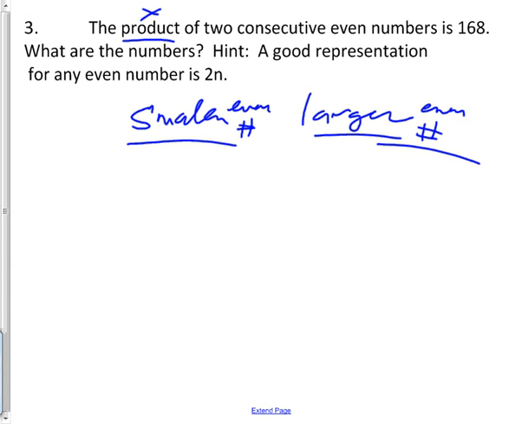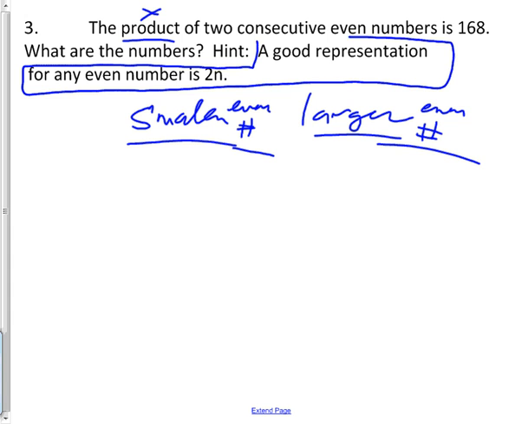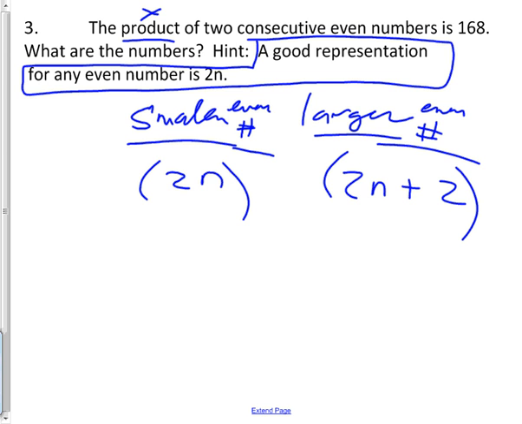All right, the smaller even number, it does give me a good hint here. Let's make the smaller even number 2n. If the smaller one's 2n, consecutive means that it has to be like the one right after that. And so a lot of people's instinct is to say, well, it's 2n and then 2n plus 1. But that wouldn't be an even number, would it? So what do you think it is? 2n plus 2. Good. So whenever they say smaller number, you say that. Whenever they say larger number, you say that.